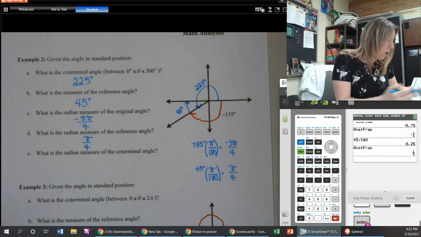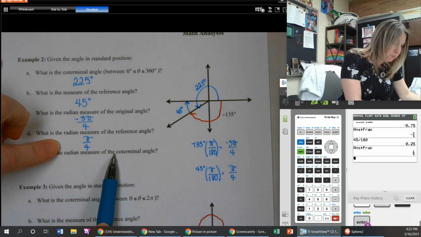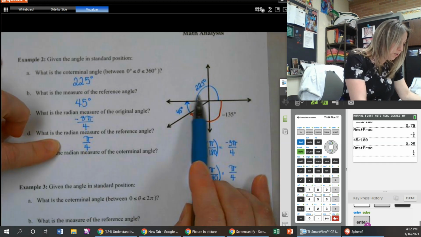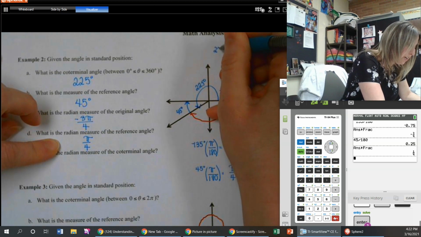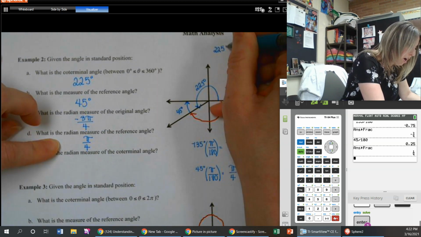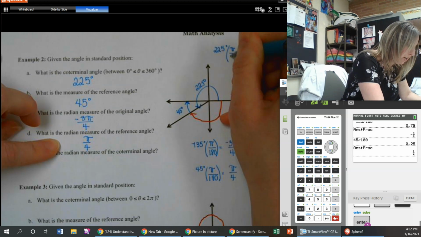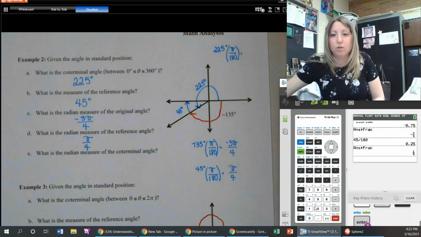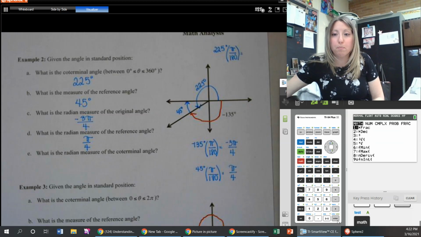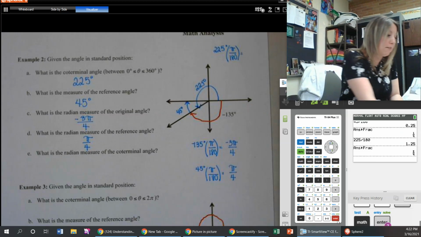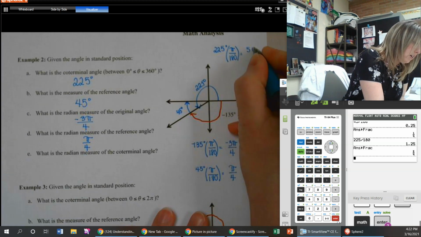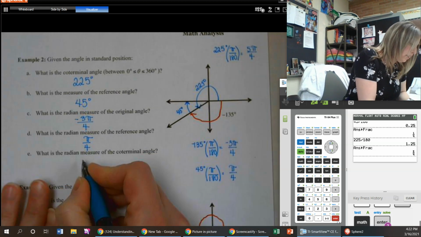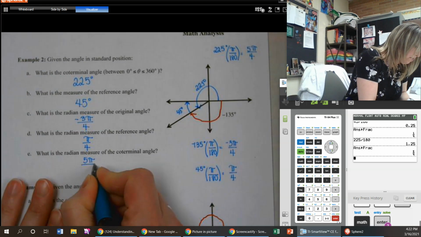Last one, what is the radian measure of the coterminal angle? Okay, the coterminal angle was 225. So again, because I'm converting to radians, I multiply that by pi over 180. In my graphing calculator, I do 225 divided by 180. And I'll add the pi after I get the fraction in simplest form, which ends up being 5 over 4. So 5 pi over 4 is the radian measure of that coterminal angle.